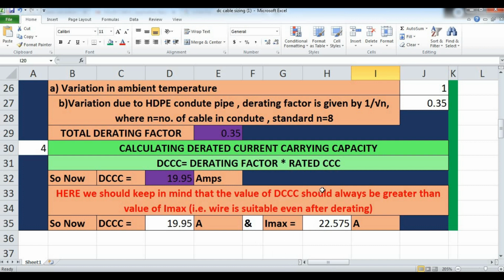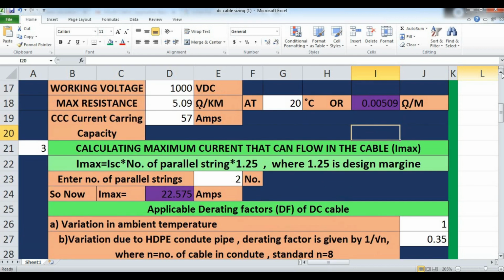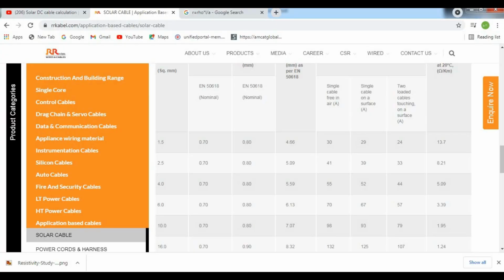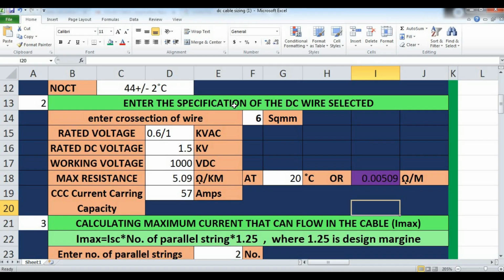So let's take a 10 mm cable. Or is there any 8 mm cable? Let's check. No, 8 square mm cables are not available. So after 6 square mm, it is 10 square mm. For the 10 square mm cable, the current carrying capacity here is 79 amps. Okay, so we'll be using this cable. So now make it a 10 square mm cable and let's use 79 amps.